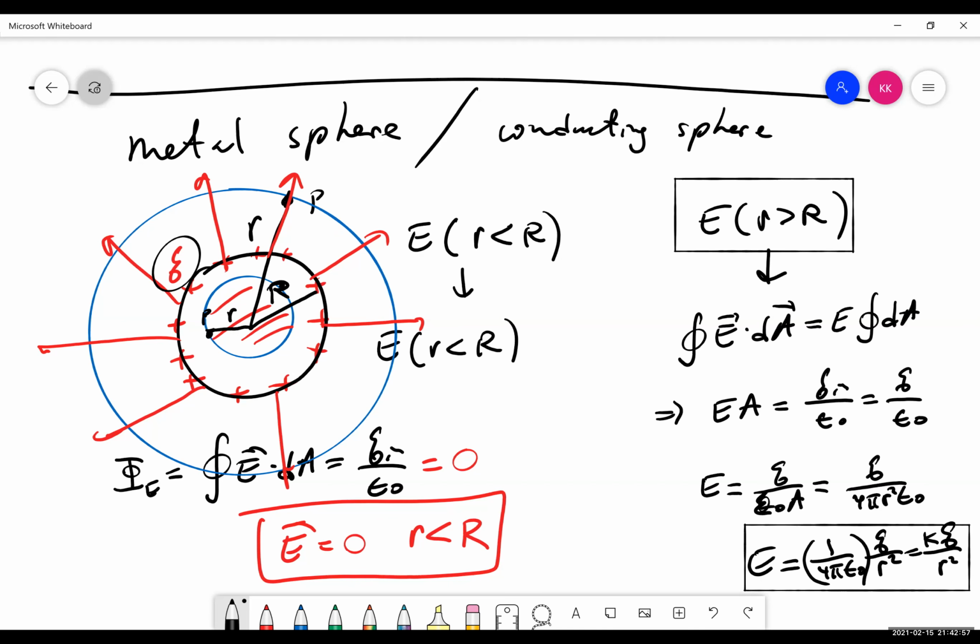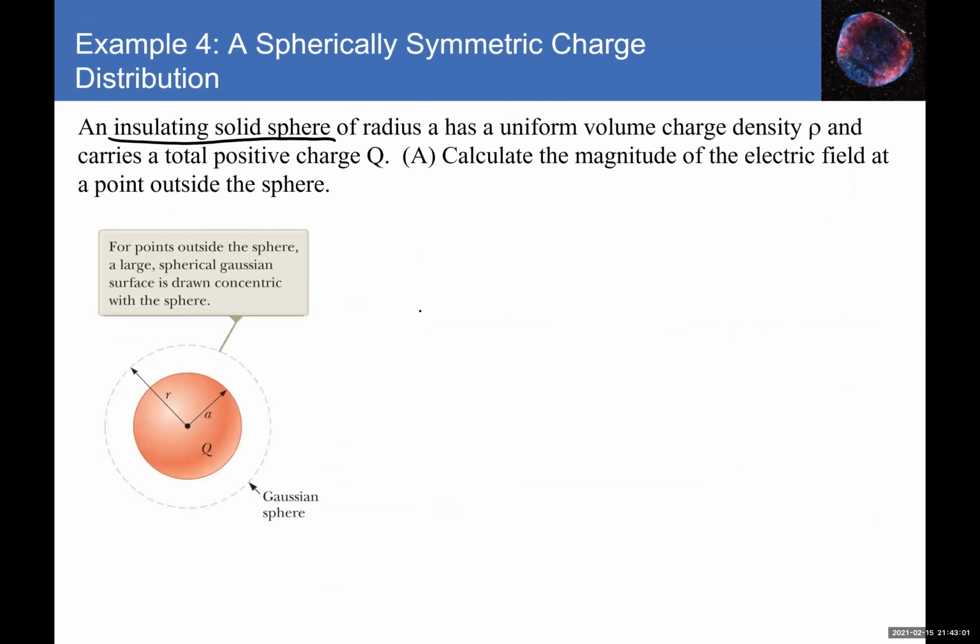conducting or metal sphere. Then let's go back and look at the non-conducting or insulating sphere, because there's a little bit of difference. We want to calculate the magnitude of the electric field at a point outside of the sphere for this non-conducting insulating sphere, which is the easy one. So let's say I want it at some point P right here. My sphere has a radius a, and my Gaussian sphere, a concentric sphere, will have a radius r, where r is greater than a.